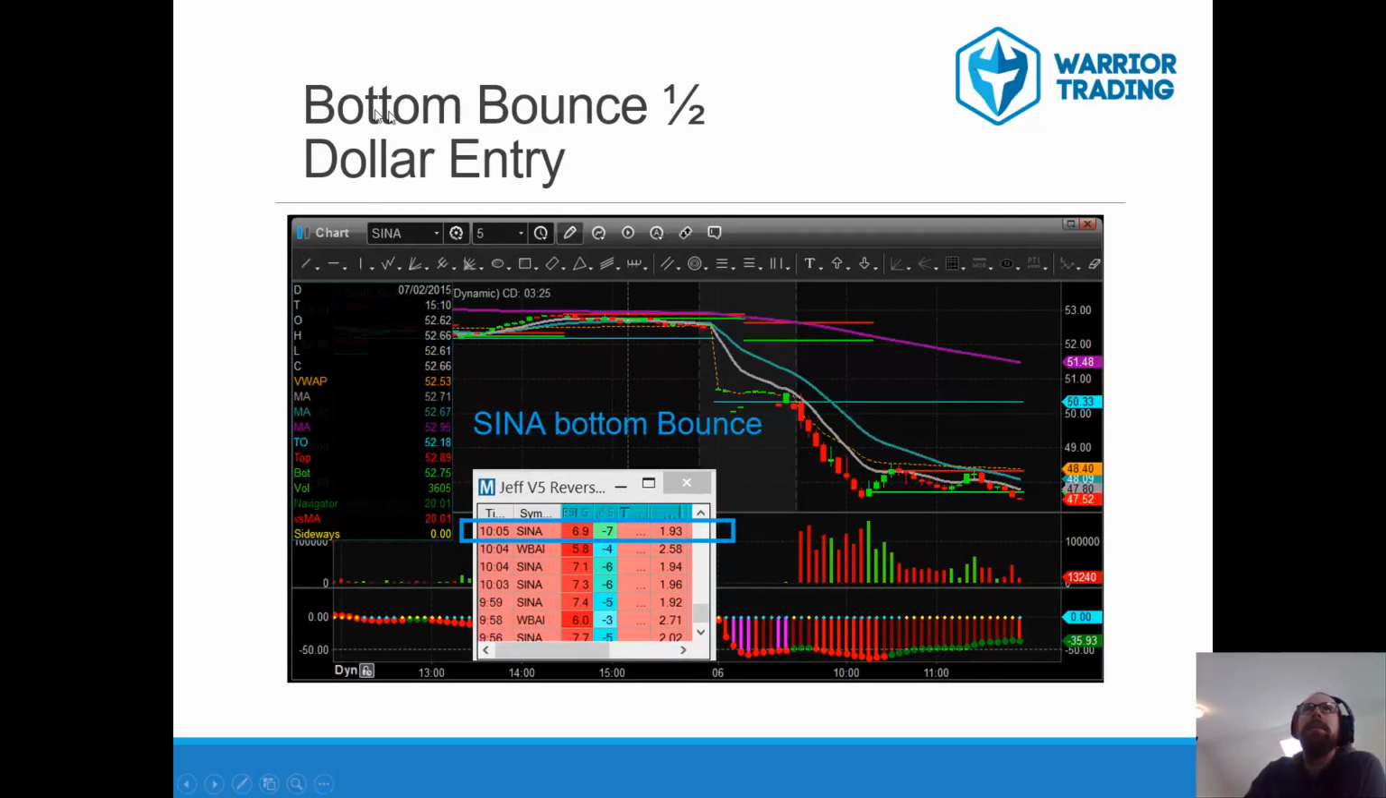Here's Sina, bottom bounce, half dollar entry. So we get the sell off here, 2, 4, 6, 7, 8, 9 consecutive candles. First candle to make a new high, and there we get the move from 47.80, but with an early entry at 47.50. So in at 47.50, and then you have the move here up to 48 and 48.50.